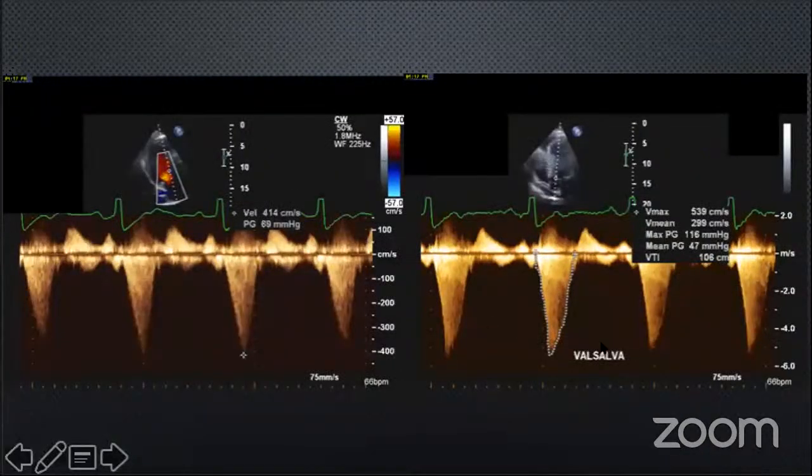And this is us doing the gradient. We go to the 5 chamber, we align with our flow, and we get a gradient. Here it is 69, which is very significant, but we did a Valsalva maneuver, and look what the gradient has become: 116, which is severe obstruction.